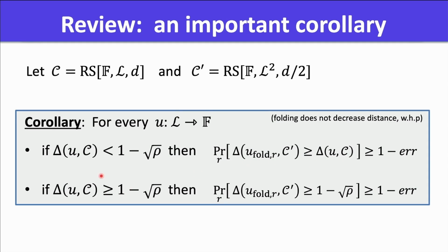Now, if the original function we were given is actually beyond the Johnson bound, then we can only make a weaker statement, but the statement would say that folding does not push us below the Johnson bound. If we start above the Johnson bound, we'll stay above the Johnson bound. And as we'll see, that's actually good enough for our applications.